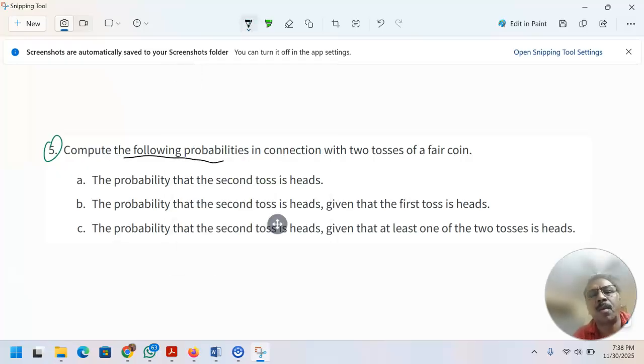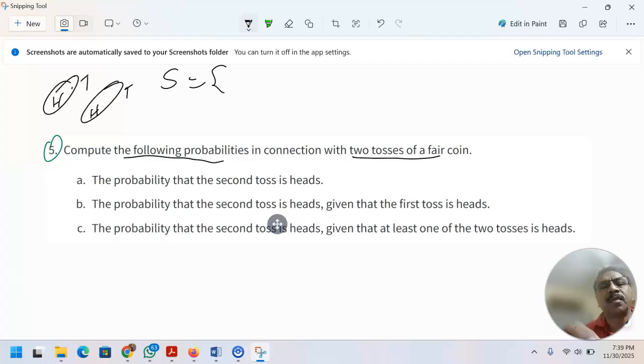So following are the probabilities in connection with two tosses of a fair coin. Let's say this is a coin. It can have head up this side and the other side is tail. So when two coins are tossed, what are the total outcomes in the sample space? What are the possible options? You can see it is either head-head, head-tail, or the first tail and the second head, or first tail and the second tail. So there are altogether 4 of them.